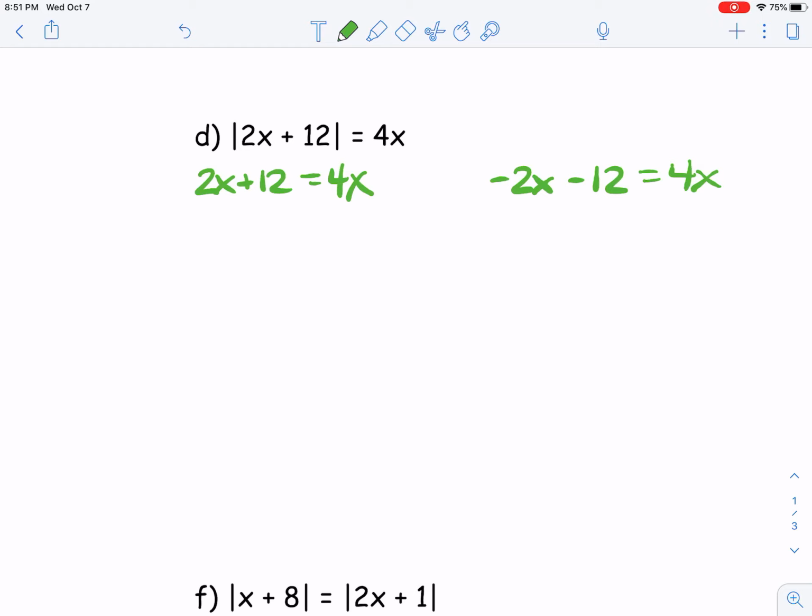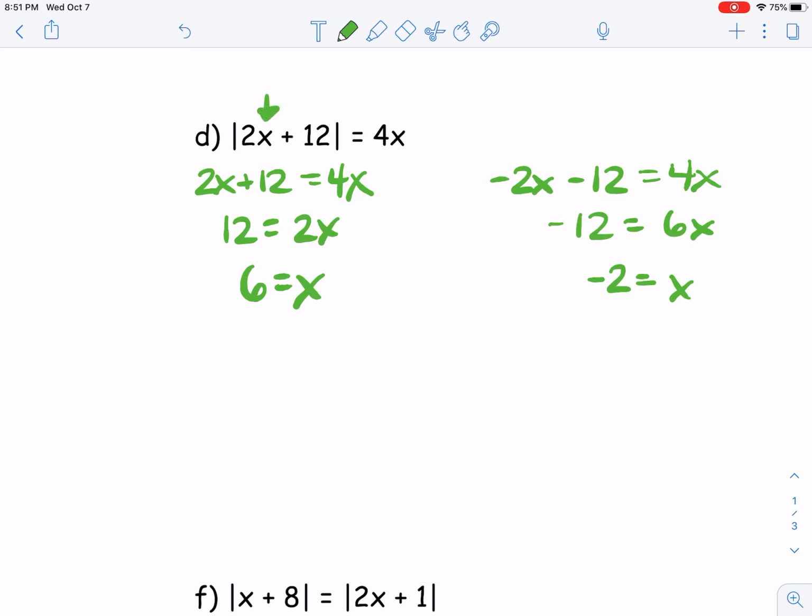So 2x plus 12 equals 4x. I could subtract 2x, 12 equals 2x, divide by 2, 6 equals x. And then over here, I could add my 2x to get this. x is equal to negative 2. I have to plug them back in to check for extraneous solutions. Be careful now because I have an x on both sides.